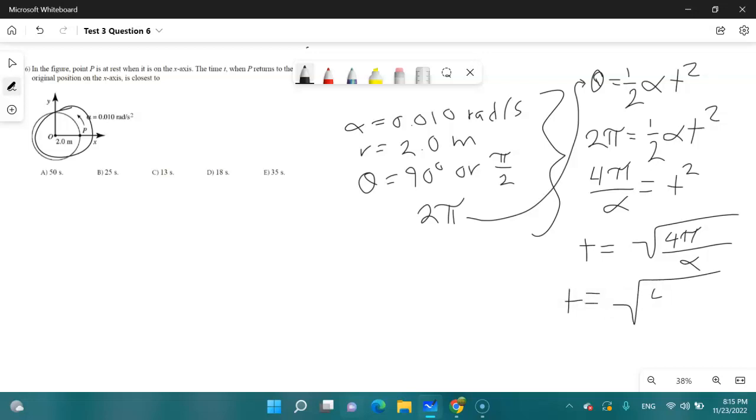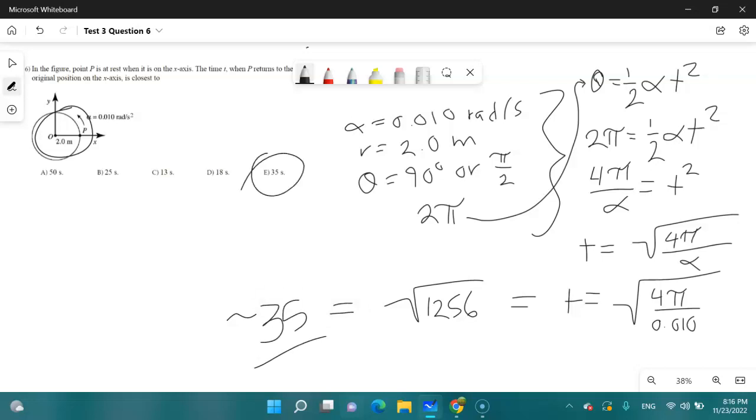So we would have the square root of 4 pi over 0.010. And when we solve the inside, it's the square root of 1256, and then the square root of that is about 35. So the answer will be E, 35 seconds.